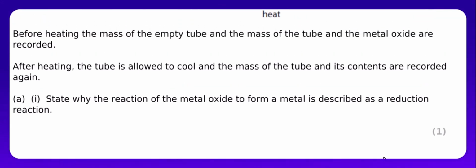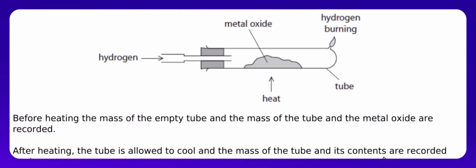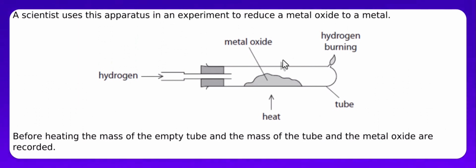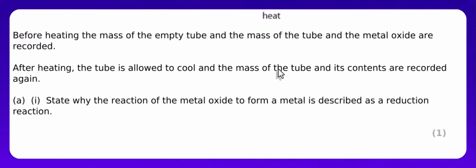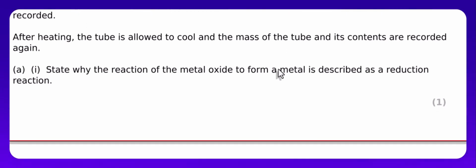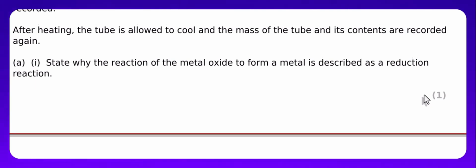Now, there are two ways in which we can describe reduction. One of them is in terms of oxygen transfer, the other one in terms of electron transfer. But I will advise you, to make it easier for you, always look at the nature of the question. This question is involving oxygen here. So you can see metal oxide. So it means metal and then oxide is here. So it's better for you to go to the route of oxygen transfer. So state why the reaction of the metal oxide to form the metal is described as reduction reaction.